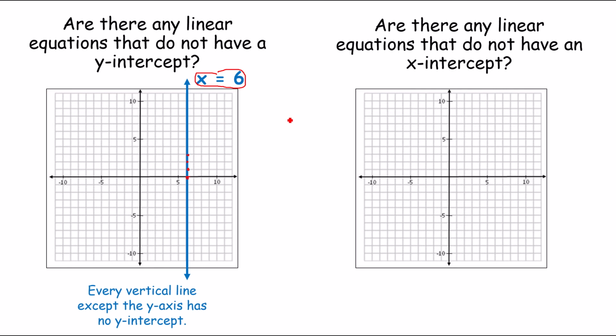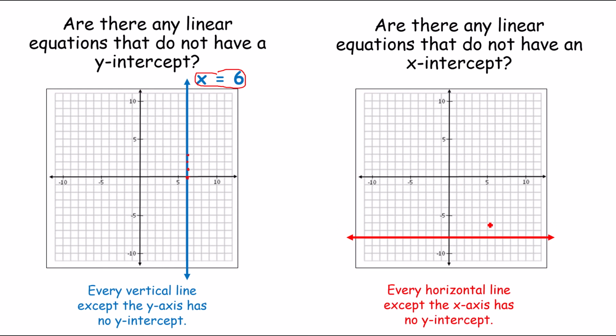Are there any equations that do not have an x-intercept? Again, pausing the video, trying this on your own. I'm going to go ahead and let you know that yes, there is one. Maybe it looks like this. It's a horizontal line. It's parallel to the x-axis, therefore it will never cross. Notice as well that if I look right here, this is the point 0, negative 8. This is the point 1, negative 8, 2, negative 8, 3, negative 8. So regardless of what your x is, your y will always be negative 8.